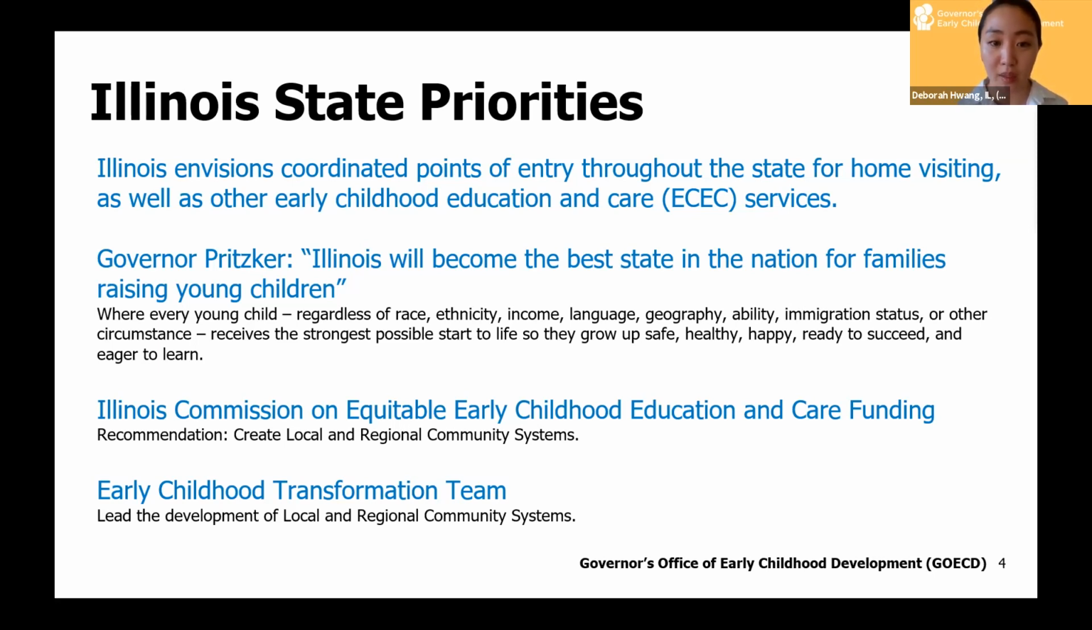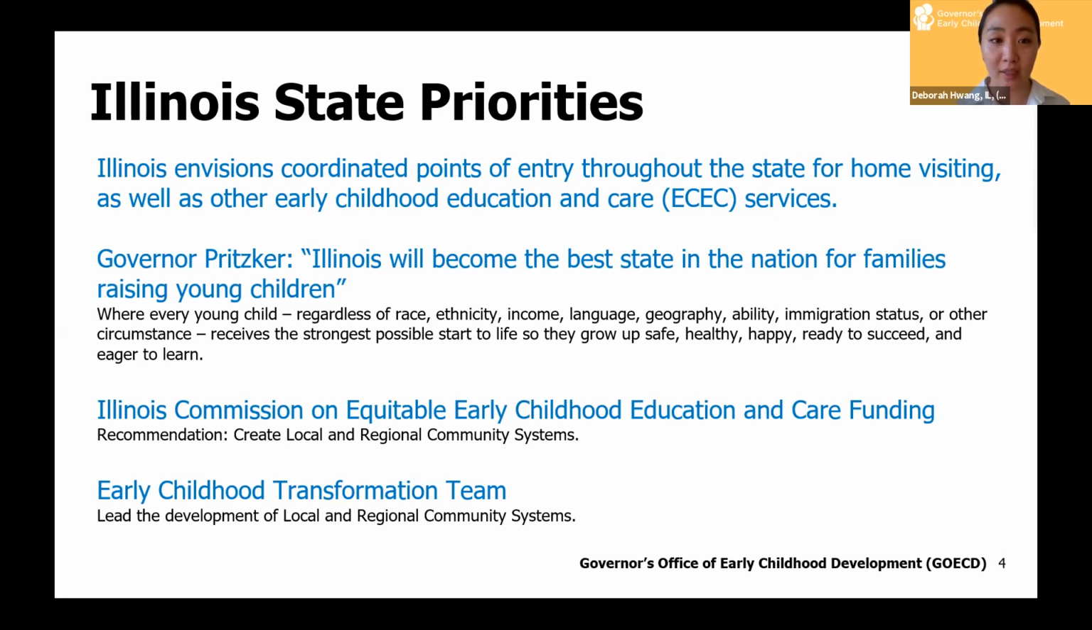eager to learn. In order to advance this vision, in December 2019, the governor established the Illinois Commission on Equitable Early Childhood Education and Care Funding. One of the main recommendations that came from this funding commission was to centralize our ECEC system in Illinois with a designated local and regional community infrastructures. In response, the newly established early childhood transformation team is currently working on developing these infrastructures.